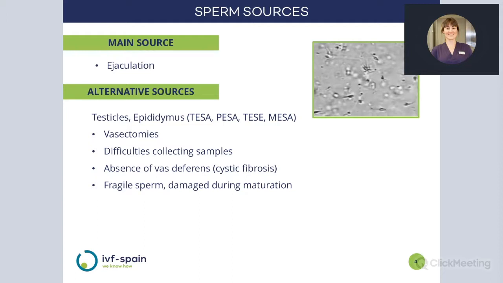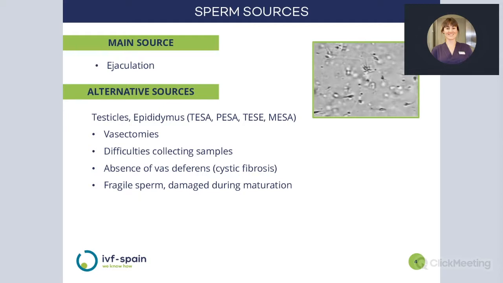And this is indicated in case of patients, for example, who have undergone vasectomies for obvious reasons. There are some patients which might have difficulties collecting the sperm sample. There are some genetic mutations. For example, a very famous one would be the one related to cystic fibrosis, which leads to the absence of vas deferens. So these are the tubes that expel the sperm cells from the body.